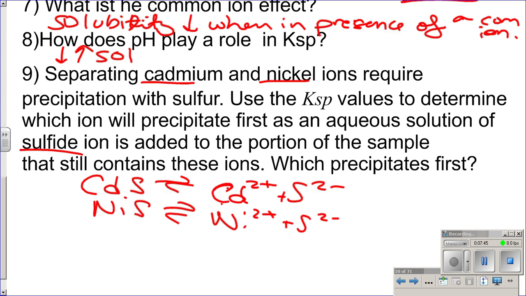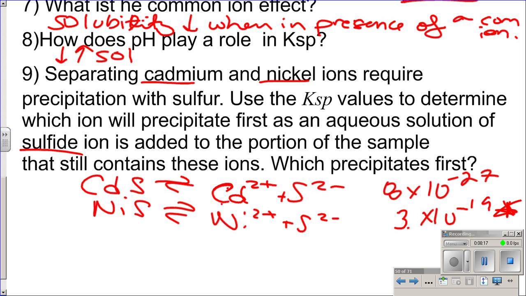So when I looked up those values, I found the Ksp for cadmium was like 8 times 10 to the negative 27, and the Ksp for nickel was 3 times 10 to the negative 19. So who's more relatively soluble? Nickel, because it's got a larger K value. So that's 10 to the negative 27, so that's like 26 zeros and then an 8, and then you got 18 zeros and then a 3. So this one's actually a larger value, so it would be relatively more soluble.